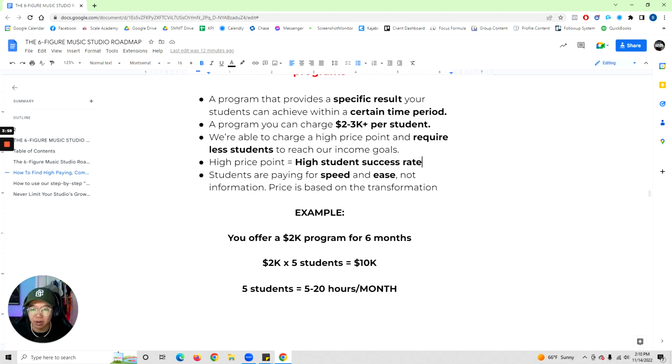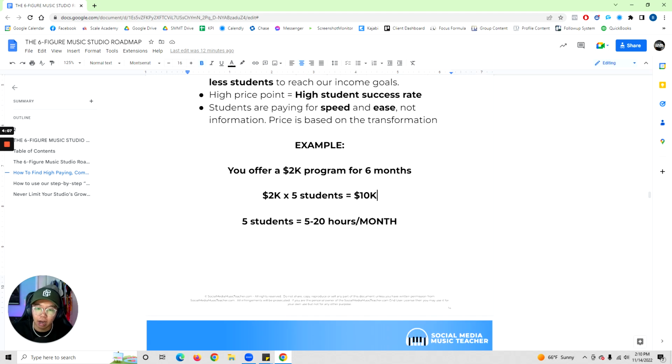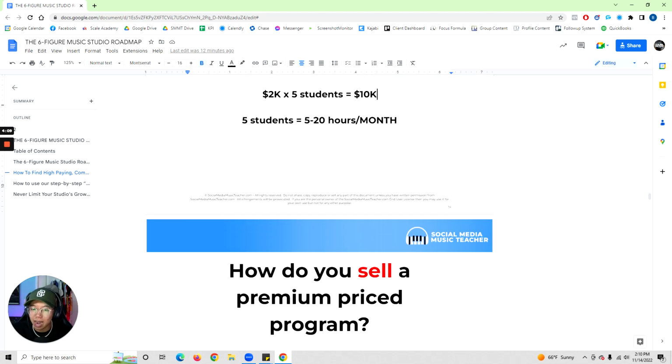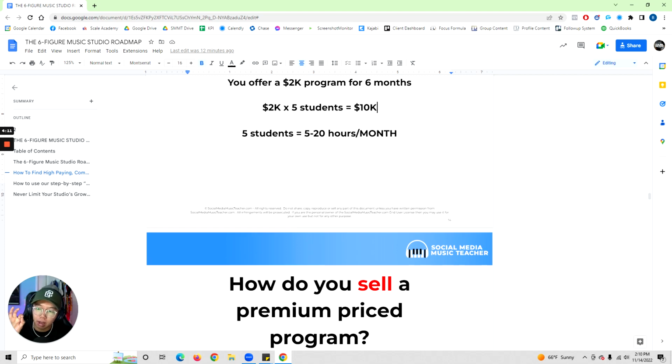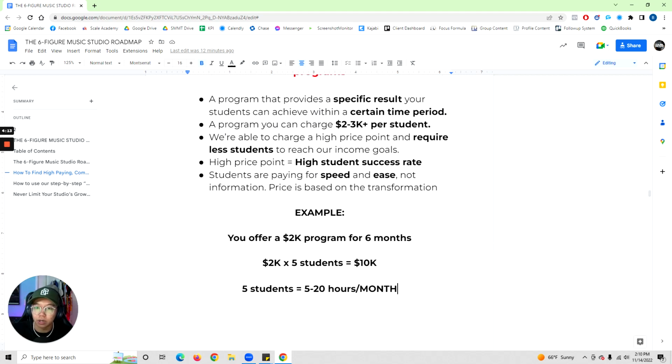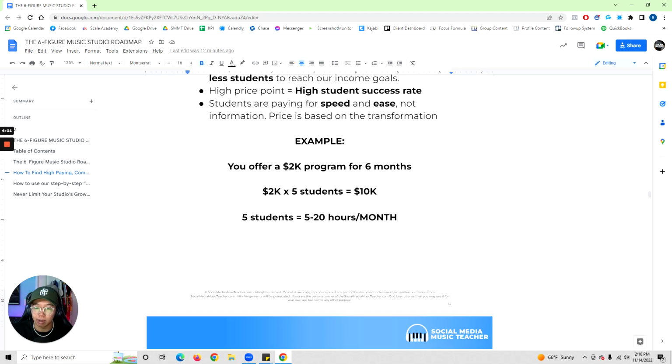And also, we don't need as many students in order to reach that income goal because our price point is so high, and that is super important. We'll talk about how to sell a premium price program, but I want to make sure it hits home first that we need to charge a higher price in order to get to the income goals that we want and also get the students that we want as well.